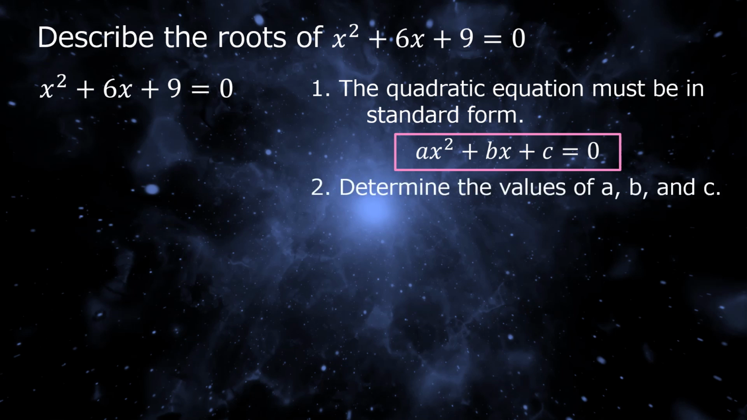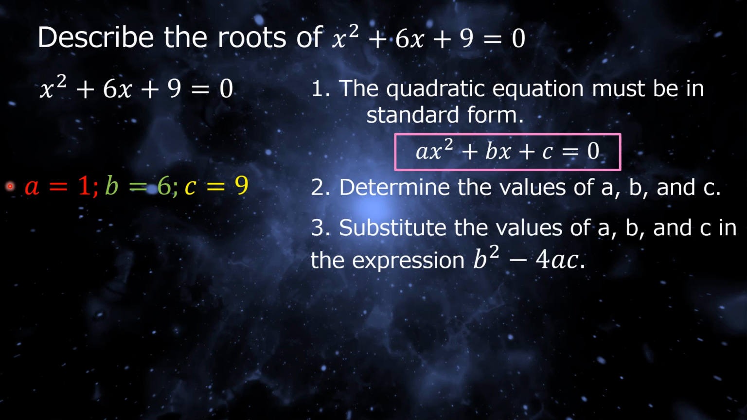Determine the values of a, b, and c. Value ng a, value ng b, and value ng c. So, a is equal to 1 since wala tayong nakikitang constant sa tabi ng x squared, b is positive 6, and c is positive 9.